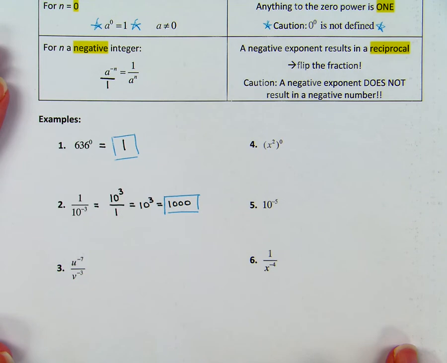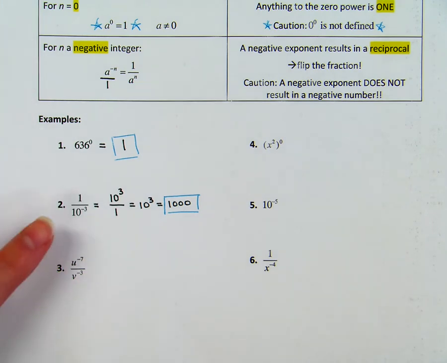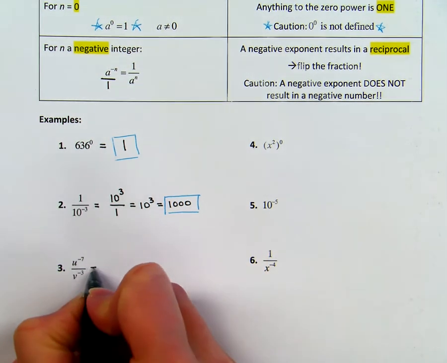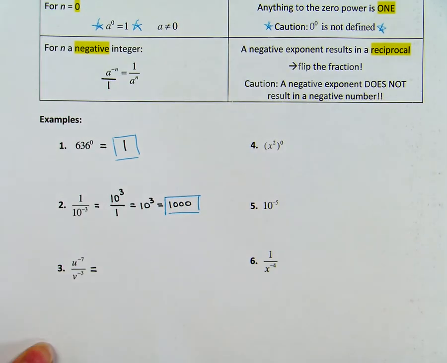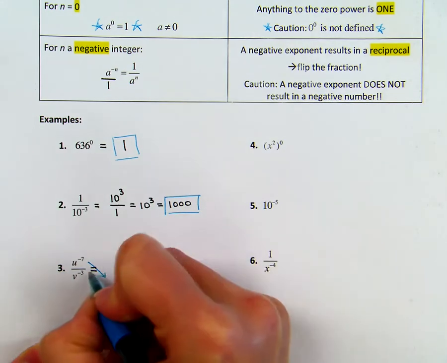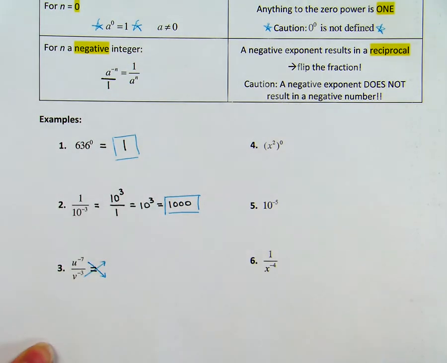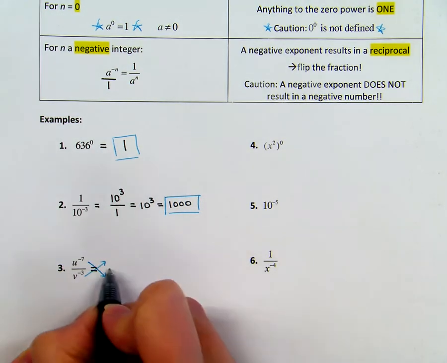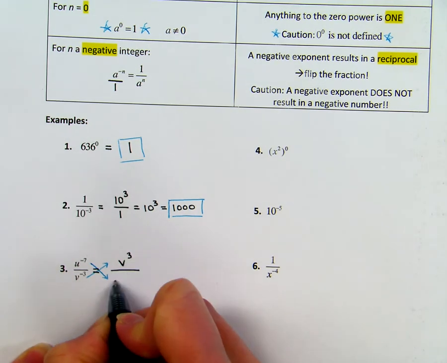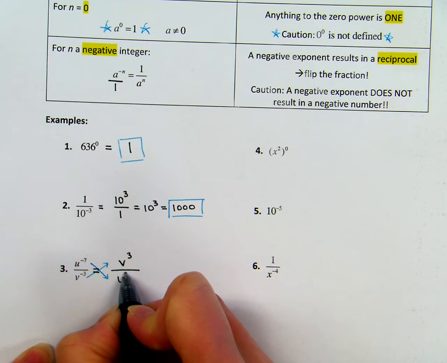Number 3. Again, we have some negative exponents. Recall that a negative exponent, just like in number 2, will flip our value. So, a u to the negative 7th divided by a v to the negative 3rd. The u to the negative 7th will move to the bottom of our fraction. The v to the negative 3rd will move to the top. Since both of these variables have negative exponents, we do need to move and adjust both values.